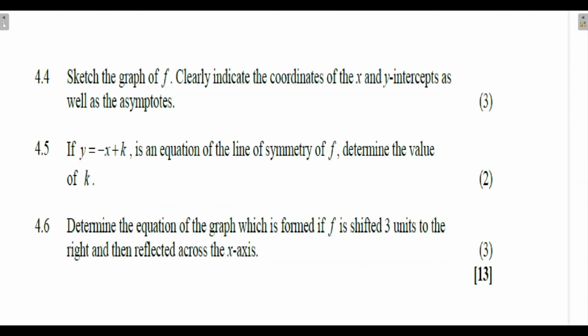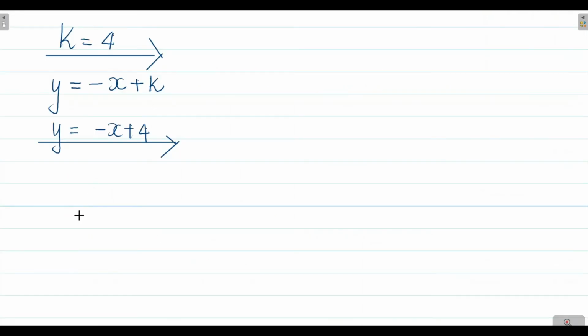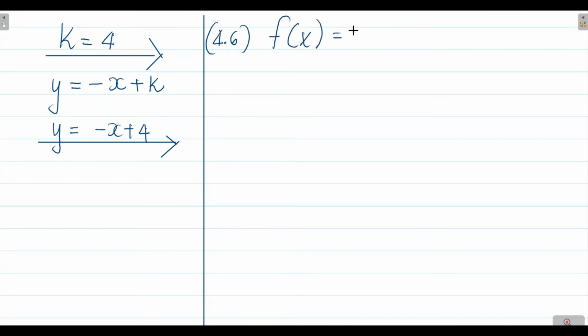And the last question, determine the equation of the graph which is formed if f is shifted 3 units to the right and then reflected across the x-axis, right? I love this question. This is 4.6. Okay, so our original function, this is 4.6, guys. I'm going to do it here. That is our function, 4.6. We know that our hyperbola is given by the equation f of x equal to 8 over x minus 2, plus 2.